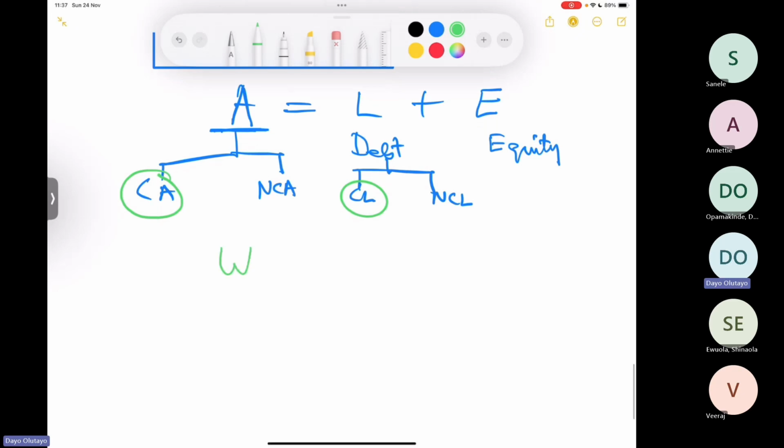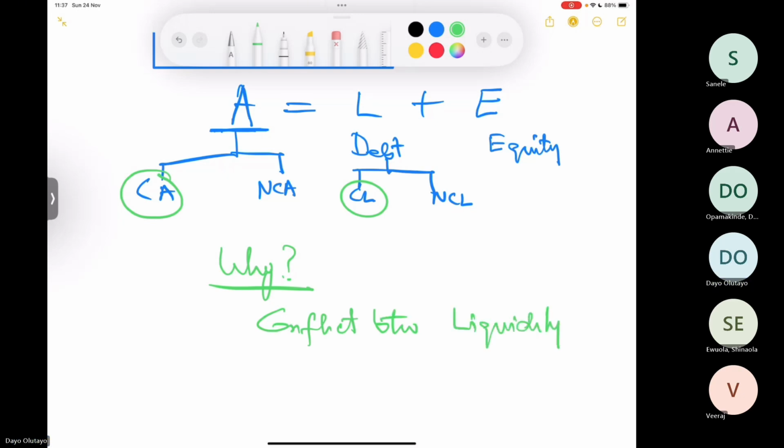And why do we need to manage working capital? We need to manage working capital because there is always a conflict between liquidity and profitability.